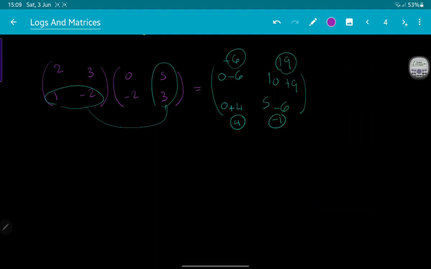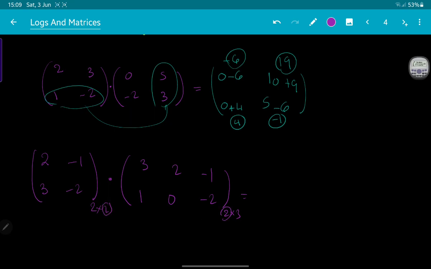Okay, we may need a different example. For example, 2, 2, -1, 3, -2. We need to multiply this 2 by 2 matrix by 3, 1, 2, 0, -1, -2. This is a 2 by 3 matrix. Can we multiply this? Yes, we can multiply this because the inner values are equal, so it's easy to multiply these two matrices. How? Following the same instructions.